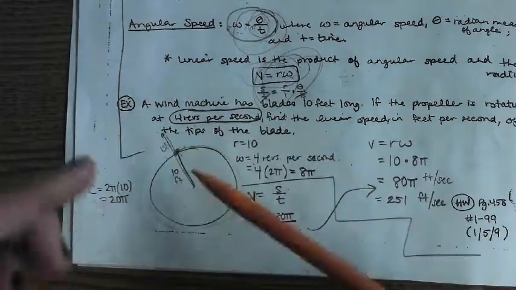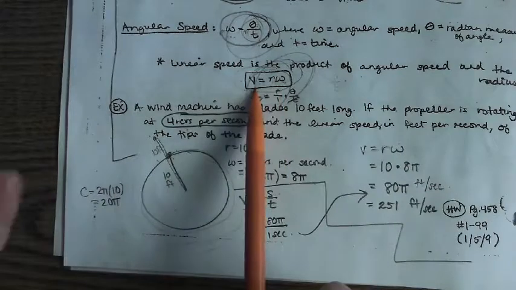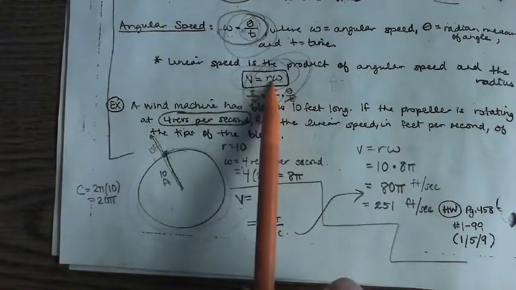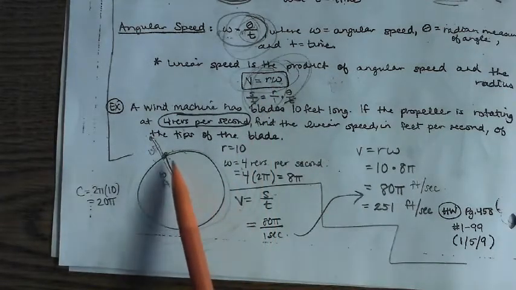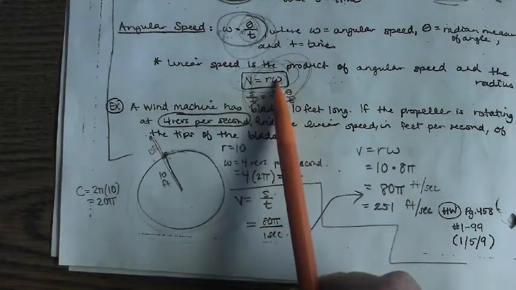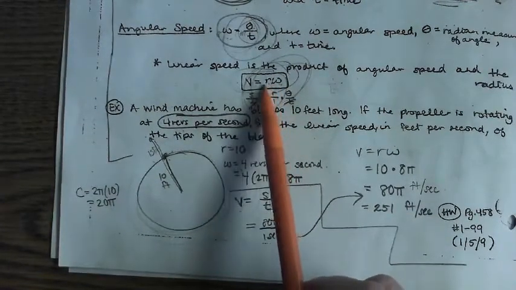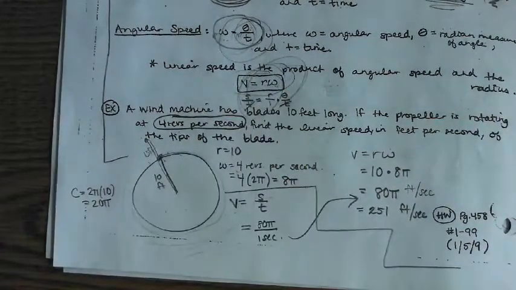Right? So it's all dependent on the radius, which is kind of why to translate into linear speed, all we do is we take the angular speed and multiply it by the radius. So for the 10-foot one, it's 10 times 8 pi, and for the 15-foot one, it's 15 times 8 pi. And obviously the 15 one is going to be larger.